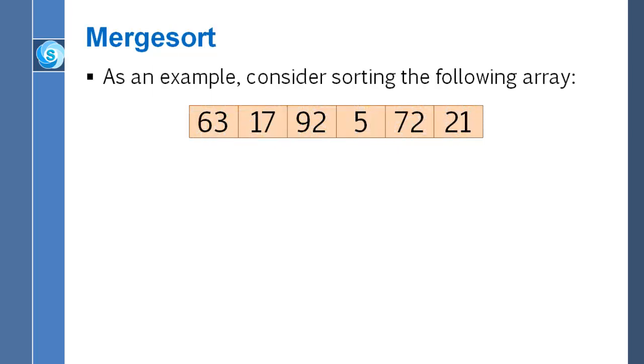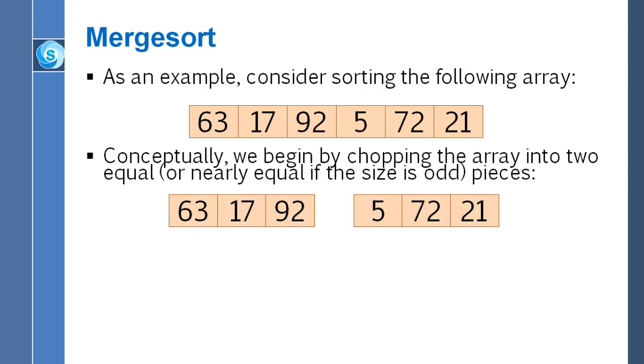Let's run through an example, and here I'm not going to assume that the array size is a power of 2. Let's take an array of size 6 and see how merge sort plays out, at least in part. The point here is that our focus will really be on the merging. So in the beginning, we have an array of 6 numbers: 3, 17, 92, 5, 72, 21. We conceptually split that into 2 subarrays, the initial 3 and the final 3 numbers.